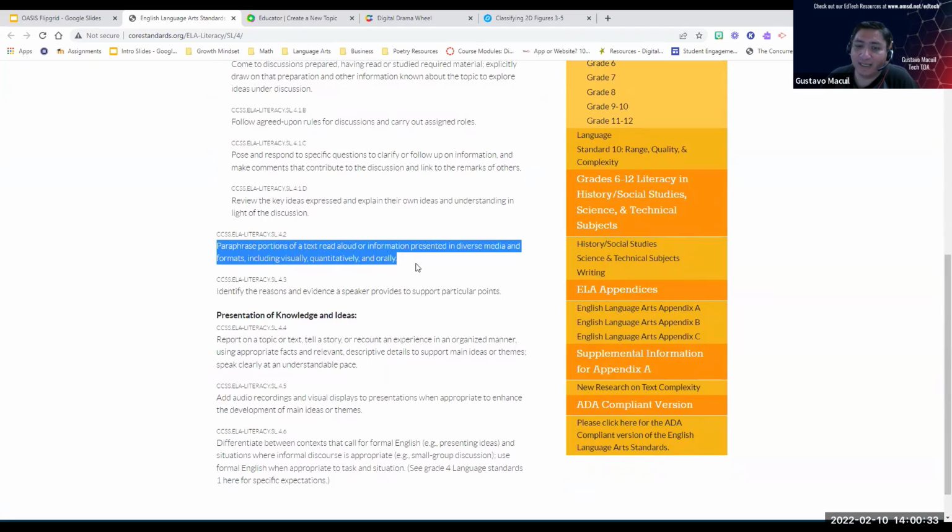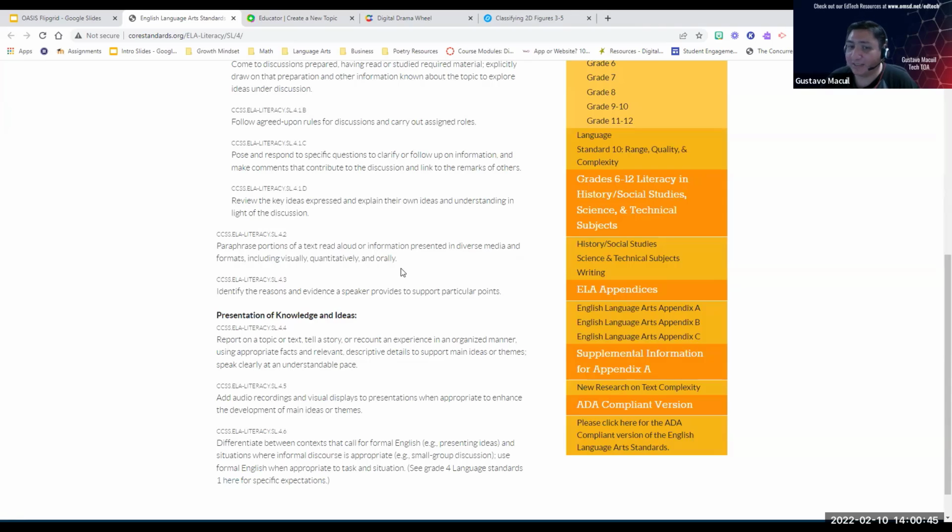Paraphrase portions of a text, read aloud, or information presented in diverse media and formats, including visually, quantitatively, and orally. So perhaps that idea of paraphrasing, that's always a struggle. You can launch a FlipGrid, asking them to do that, and then you can actually hear and see if they understand what paraphrasing is instead of, let's say, retelling.